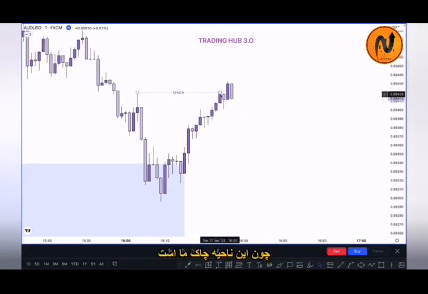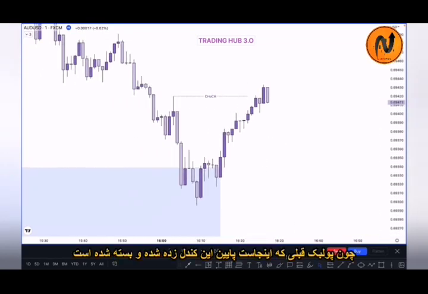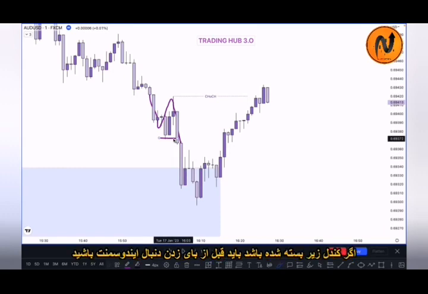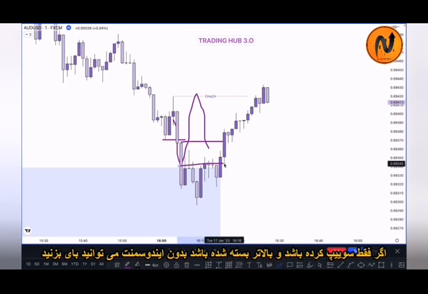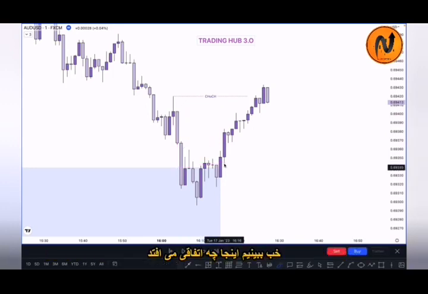So in this case, where is our pullback? Because this one is our change of character, why are we looking here for inducement? Why not a direct buy entry? Because the previous pullback is here, and this pullback broke this low and the candle closed below it. If the candle closes below it, then you need inducement before the buy. If it does not close below it, and just sweeps the liquidity and goes to a higher high, then definitely you can buy immediately without inducement, right? So let's see what happened next here.